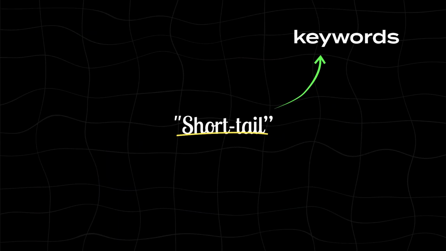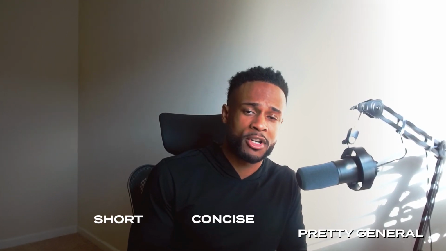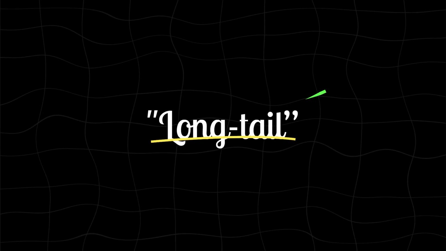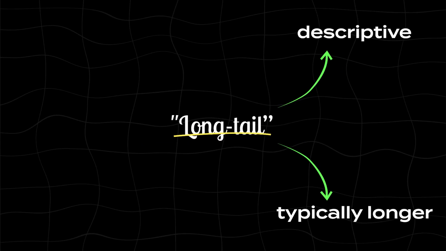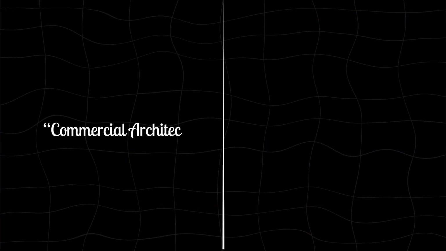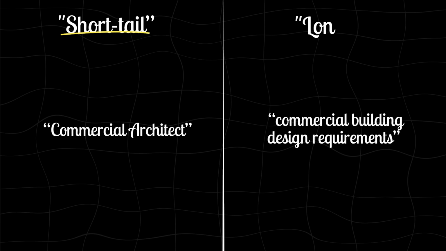Short tail keywords are keywords that most people think of when they think of keywords. For example, aerospace engineer, Atlanta architect, Denver mechanical engineer. These are just examples. They are short, concise, and pretty general. Long tail keywords, on the flip side, are more descriptive and typically longer. They usually pertain to questions or longer inquiries. For example, someone might search for commercial architect, short tail, but they can also search for commercial building design requirements, long tail. The latter phrase, more like a question, might be a better fit as a blog post, and here's why.